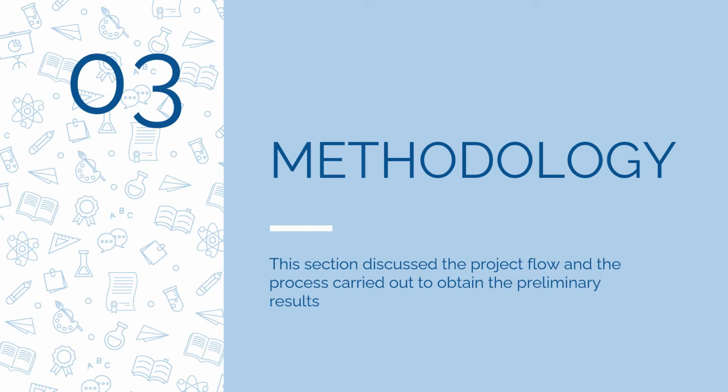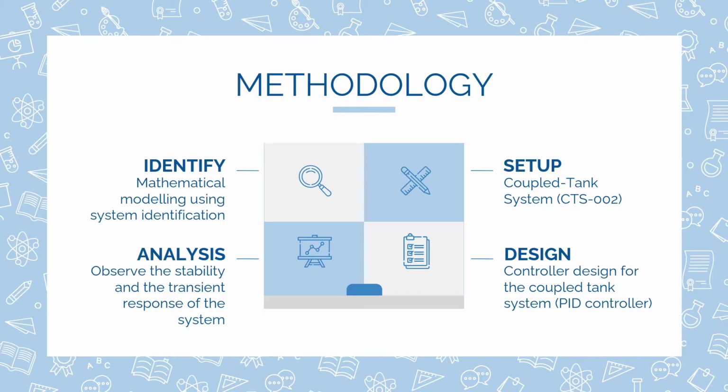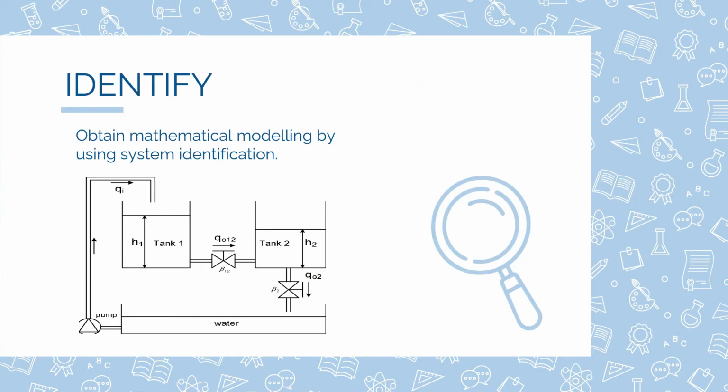In methodology, we'll be discussing the project flow and the process carried out to obtain the preliminary results. There are 4 steps in my methodology, which are identify, setup, analysis, and design. In identify, the first step is to obtain the mathematical modeling. The figure below shows the configuration that I use, which is a seesaw configuration.